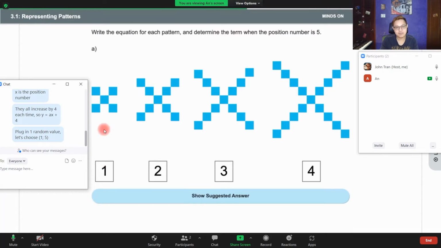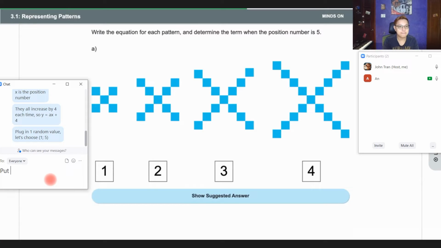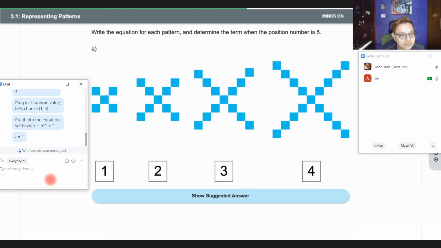So for position number 1, you have 5 blue squares, isn't it? So I choose 1, 5 and put it back into the equation I just found. Into the equation we have 5 equals a times x, which is 1, plus 4. So you can easily find that a is equal to 1. So now the equation is y equals x plus 4, because a is 1.